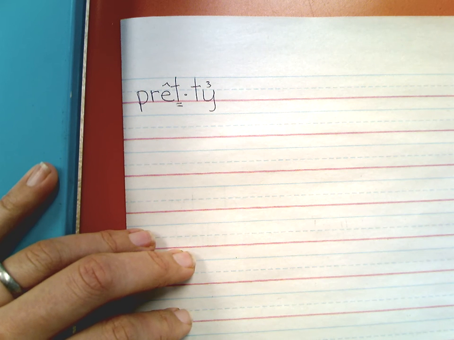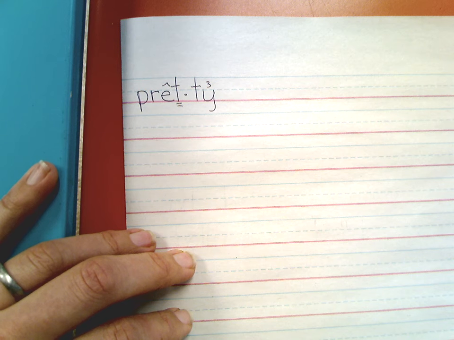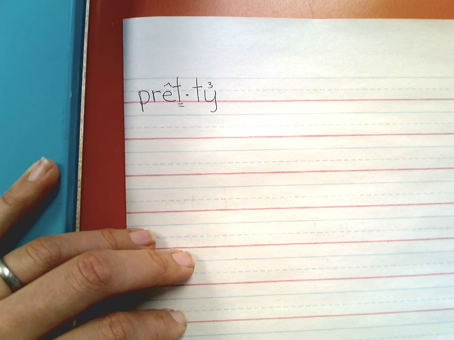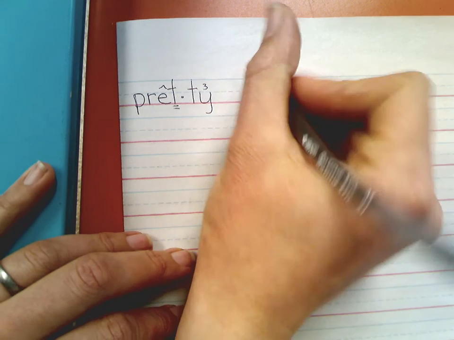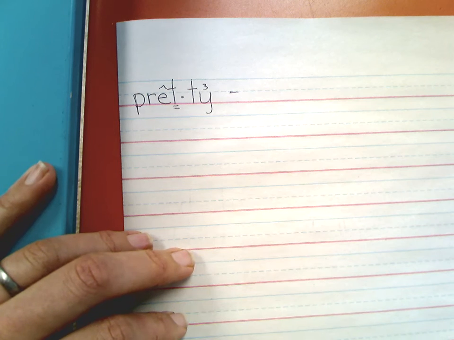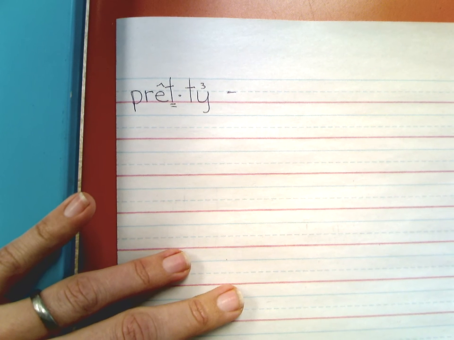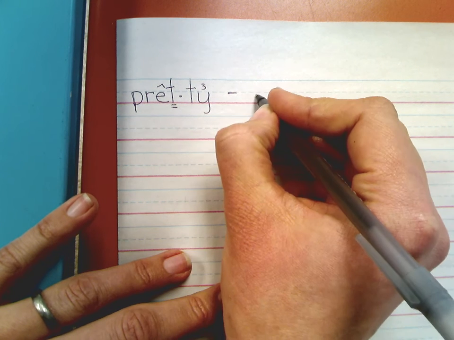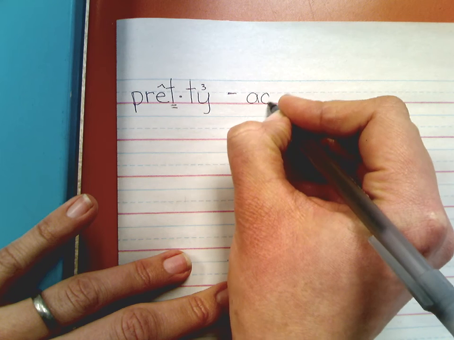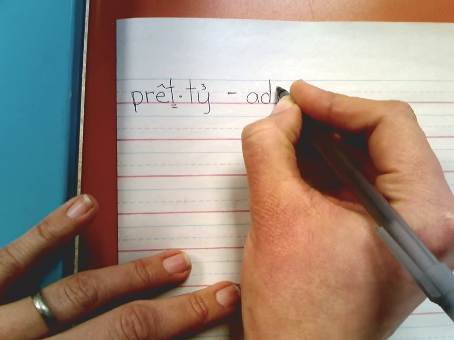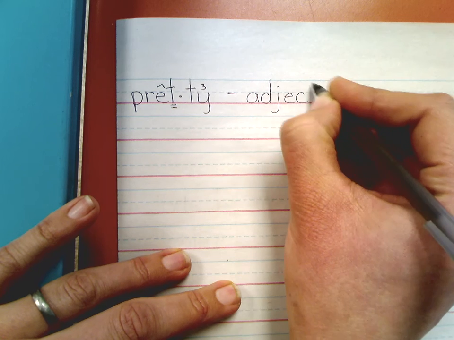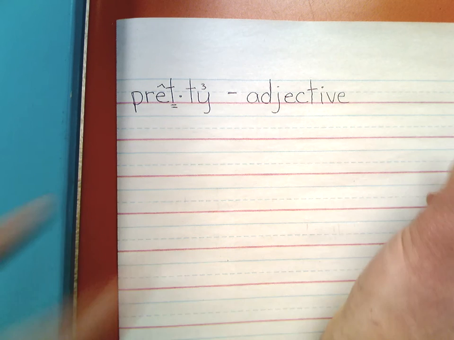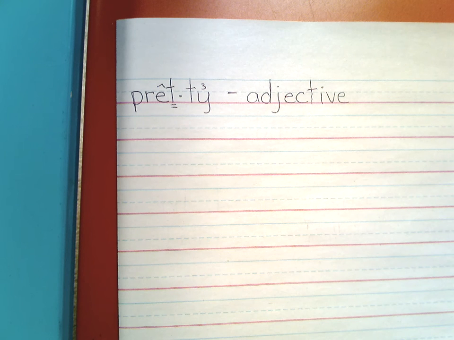Now, class, in that sentence, pretty is describing horse. What kind of a word is horse? Is it a noun or a verb? All right, horse is a noun. So pretty is going to be the kind of word that describes a noun. Class, what kind of word describes a noun? Good, an adjective. You don't need to write this. I just want you to see it. Pretty is an adjective because it describes a noun.